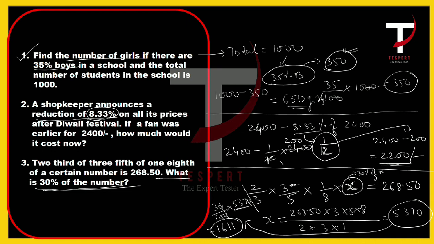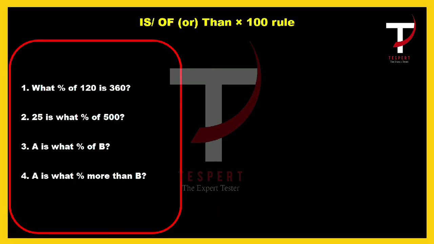So let's move on to the next slide. The 'is by of' rule. Before knowing this, we will solve one problem so that you can understand the concept in a better way. So what percent of 120 is 360? What's the meaning of this? What percent of 120 is 360?